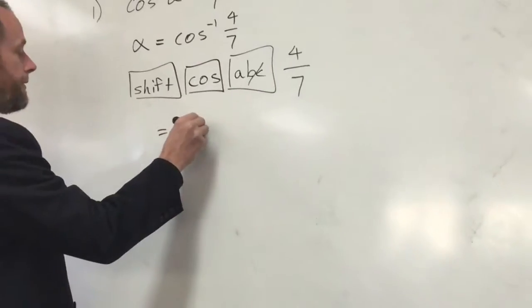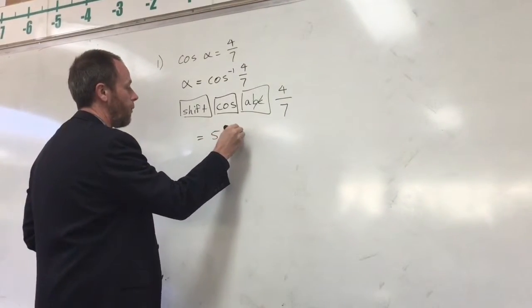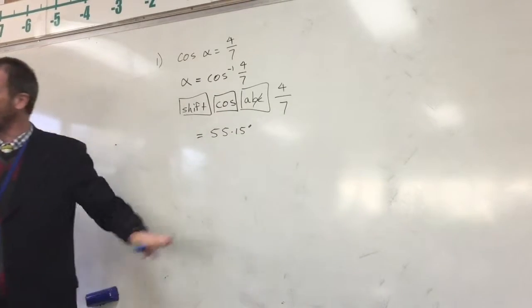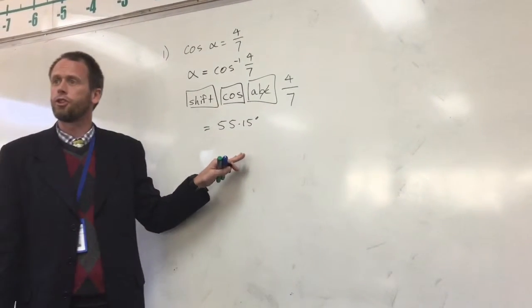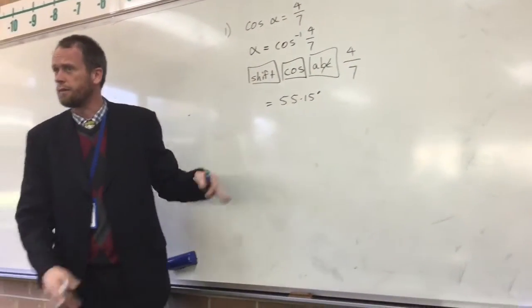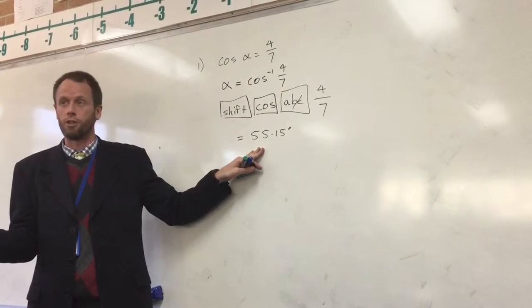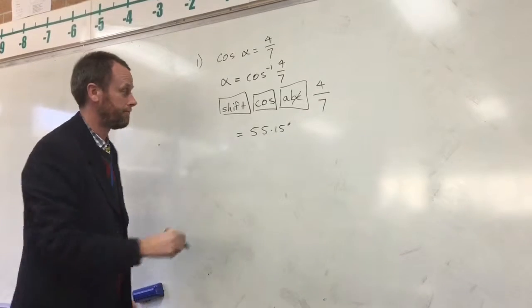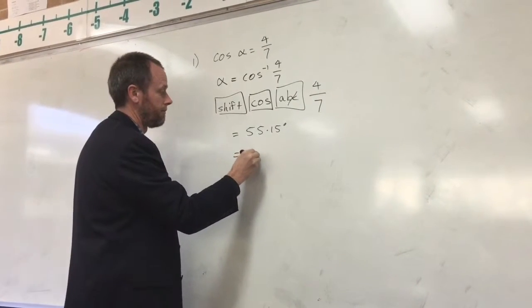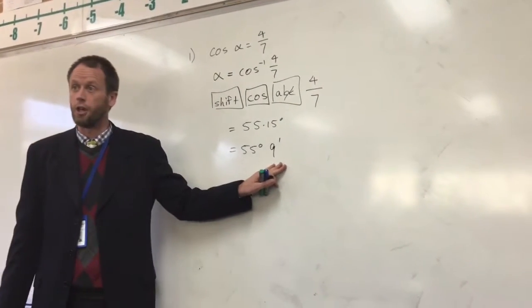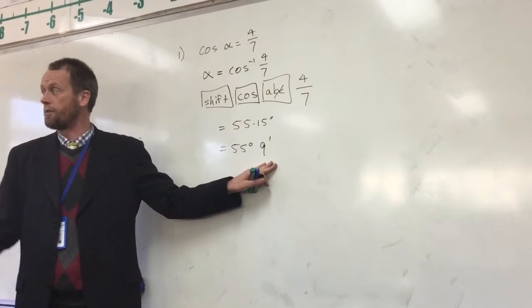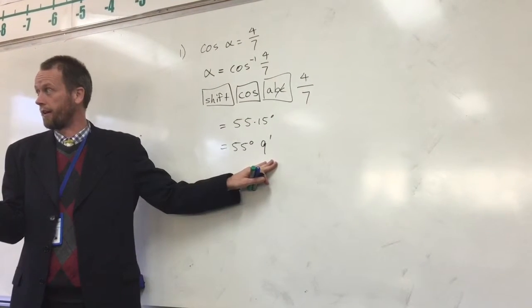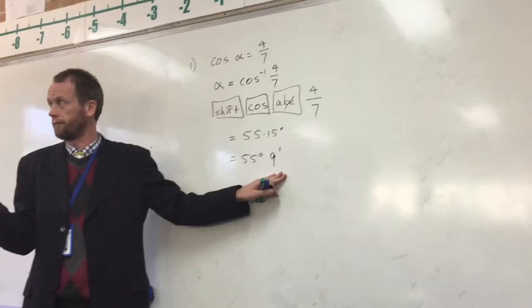55.15. 55.15 degrees. What if I asked you to do that to the nearest minute? Degrees, minutes, second button. So if you've got that in, yep. 55 degrees, 9 minutes. How do you do that? So as we can see here, it's 55 degrees and 9 minutes.